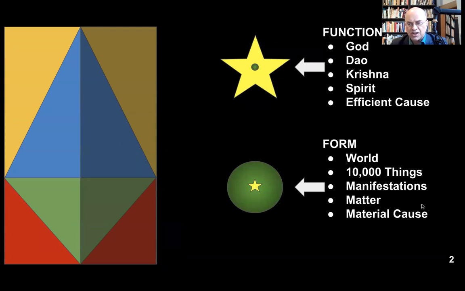This was the first slide I put in, saying that there are two things. There is the spirit and there is matter. There is God and there is the world. There is the Tao, and there are 10,000 things. I represented the spirit, God, the Tao by a yellow star, and the world, 10,000 things, the manifestations by this green circle. And it is this relationship. This is actually the core metaphysical, what is there.